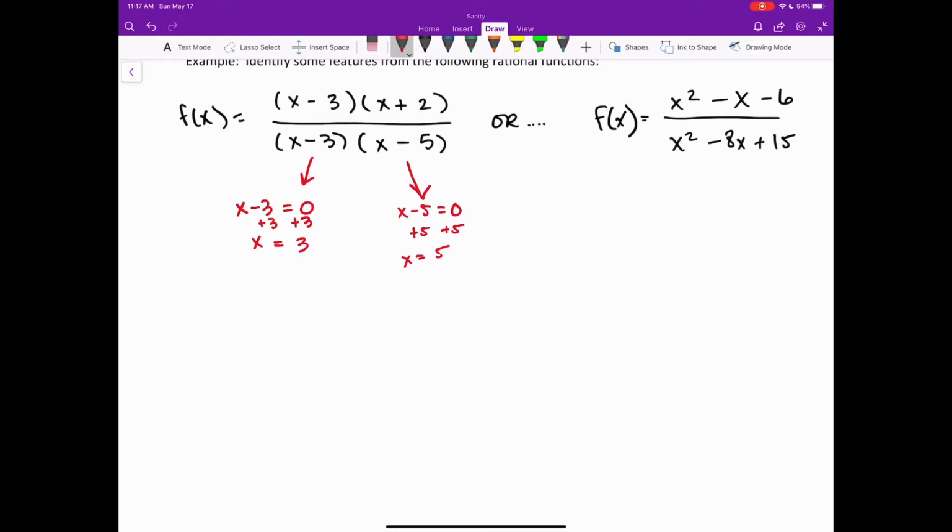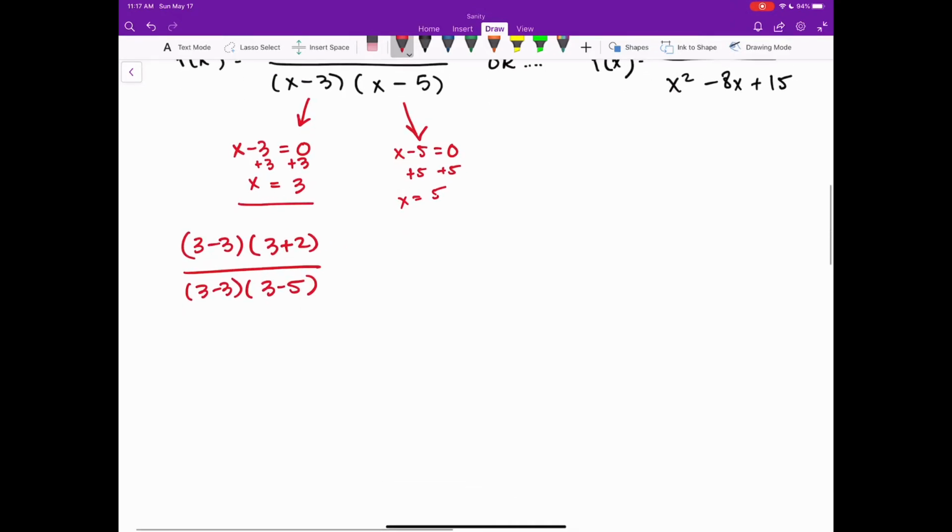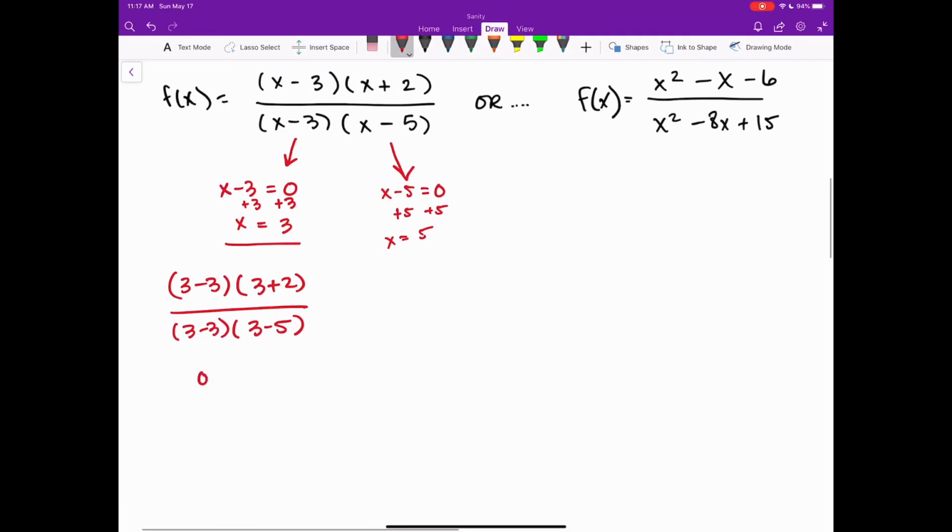So if I plug the value x equals 3 into the function, I'm going to get 3 minus 3 times 3 plus 2 divided by 3 minus 3 times 3 minus 5. Okay, and then that is going to give us on the top, that's 0 times 5 divided by 0 times negative 2. Well, that's just going to be 0 over 0, right? So the value of x equals 3 makes both the numerator and the denominator equal to 0.